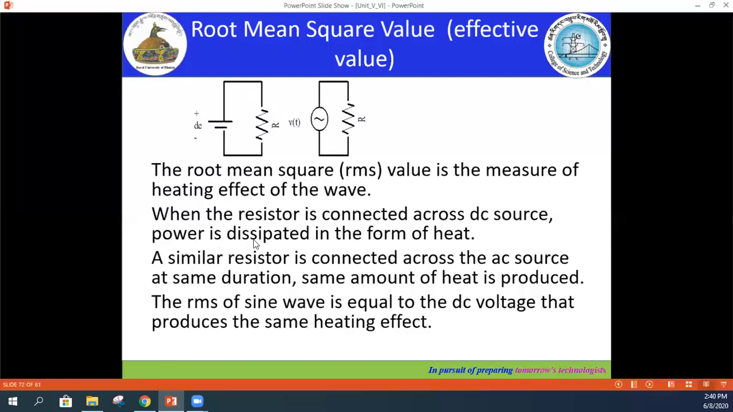The power is dissipated in the form of heat. Now, when the resistor is connected in series with the DC source, this resistor is dissipating the power in the form of heat. A similar resistor is connected across the AC source. At the same duration, the same amount of heat is produced, which means the RMS of the sine wave is equal to the DC voltage that produces the same heating effect.